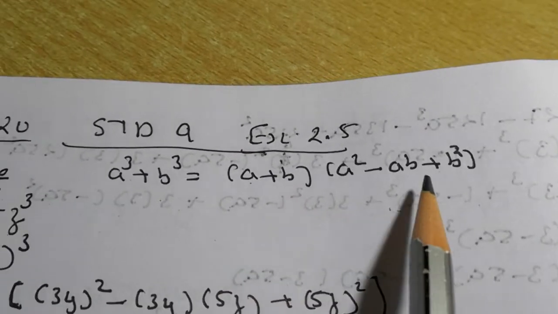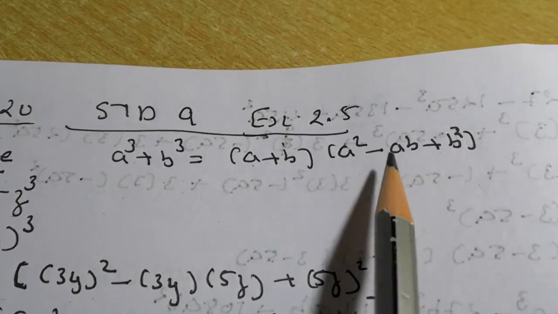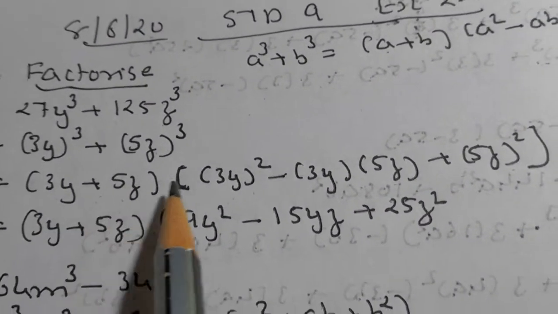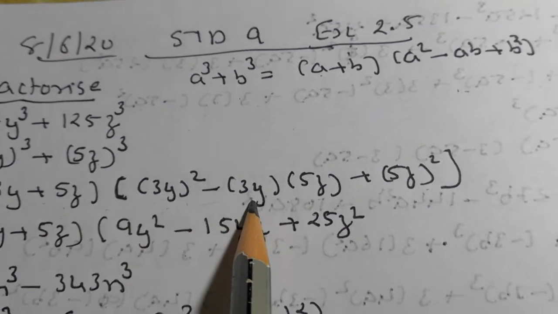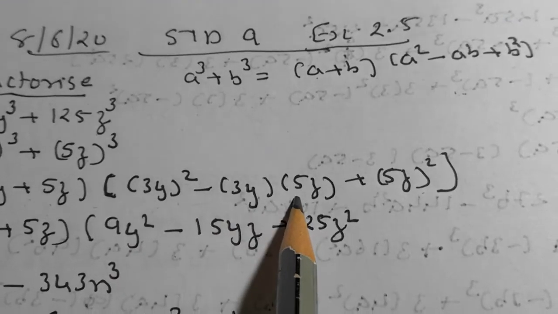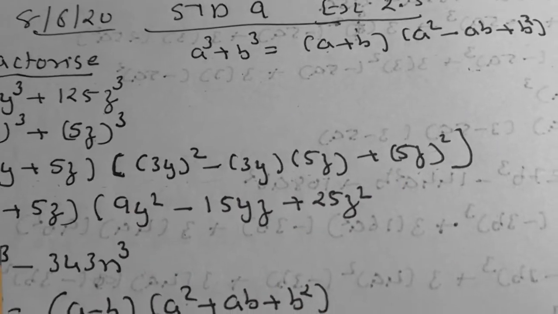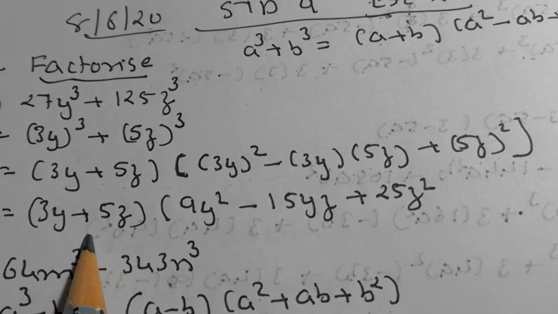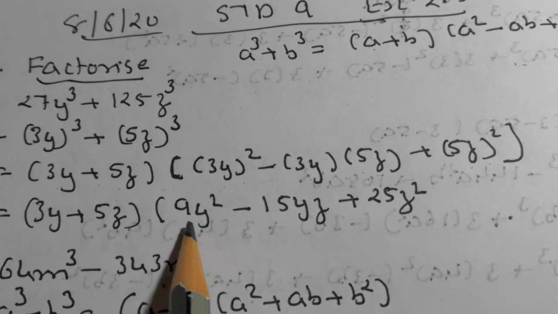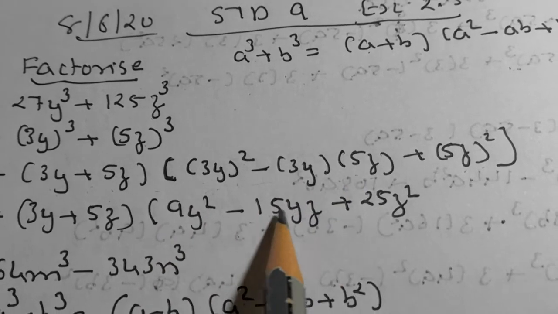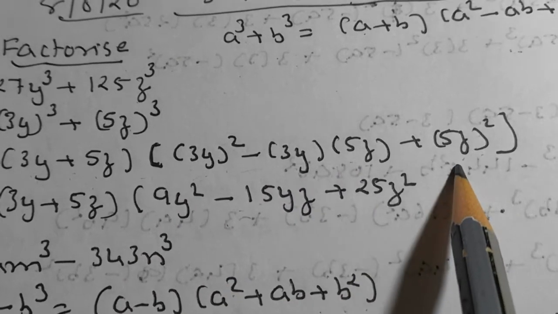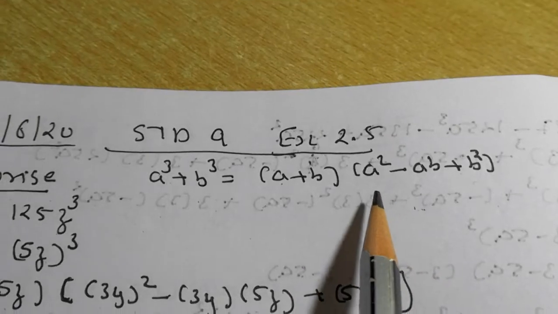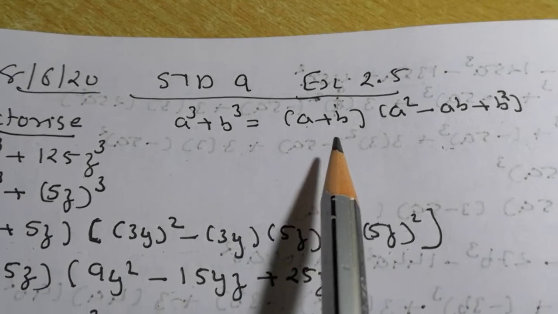I have shown you the identity over here, a plus b into a square minus ab plus b square. So this is a plus b into a square minus a into b plus b whole square. So first square bracket remains as it is. (3y) whole square means it is 9y square minus 3 into 5 is 15yz plus 5 square is 25z square. See the identity. Okay.